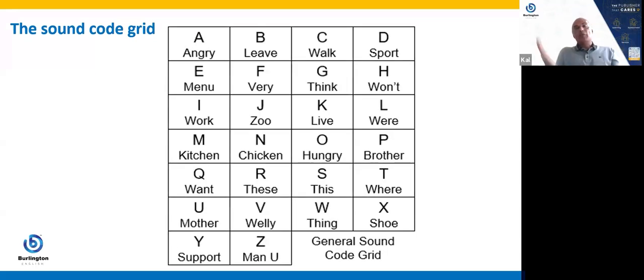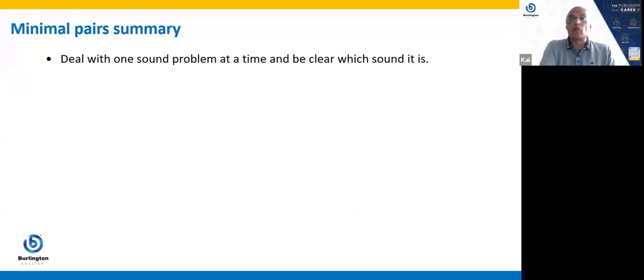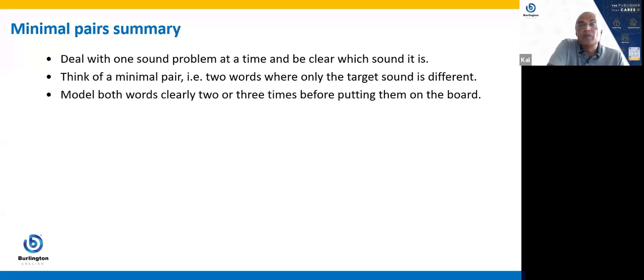And then by the end of a particular term, you can do a general grid with all the problem sounds that a particular student has. And they're quick 5-minute exercises wherein they can practice these different things. So just to summarize this, deal with one sound problem at a time. And doing a tongue twister allows you to be clear what that sound is. Think of a minimal pair like flies and fries, where only the target sound is different.